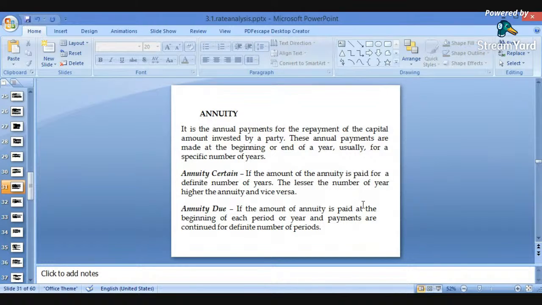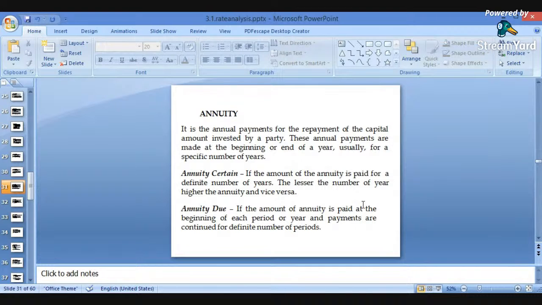Another important term is the annuity. The annuity is nothing but the annual payment for the repayment of the capital amount invested. So the word annuity relates with annual payments. We are repaying the capital amount in the form of some annual payments. Some annual payment is kept aside in order to accumulate the capital amount. Such a payment is nothing but the annuity.